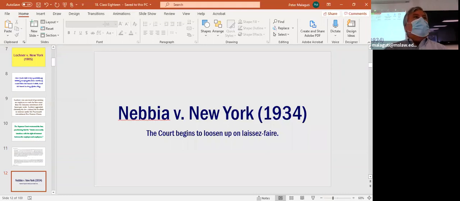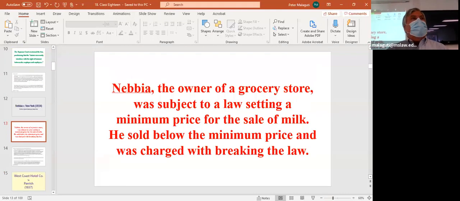So 29 years later, Nebbia versus New York comes down. This case is intertwined with the New Deal. We've had multiple cases that are New Deal era cases from the 1930s. This one is no different. We already talked about some of the economic quotas that were imposed. Quotas such as you can't grow more than a certain amount of acreage, an attempt to keep prices up.